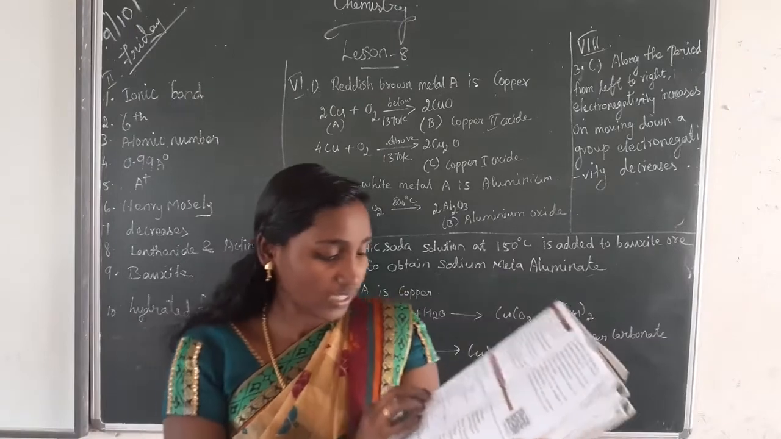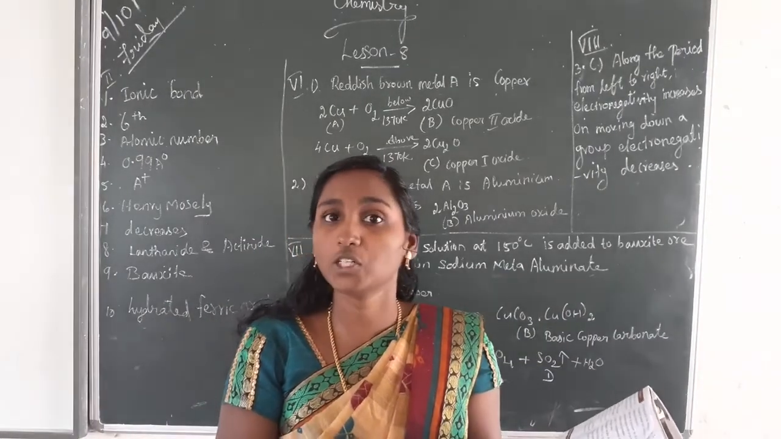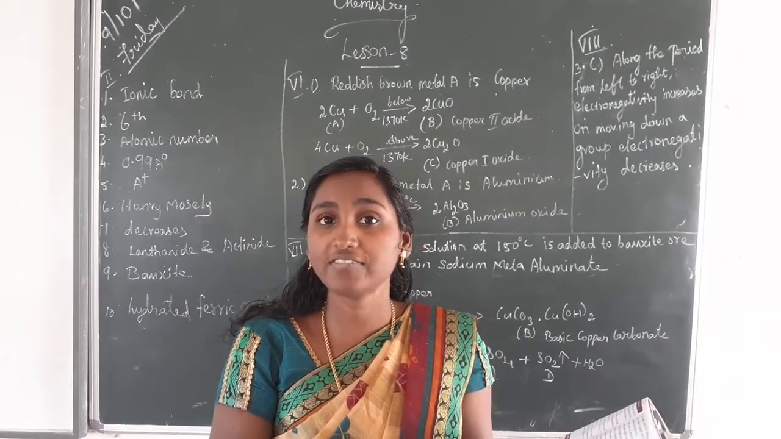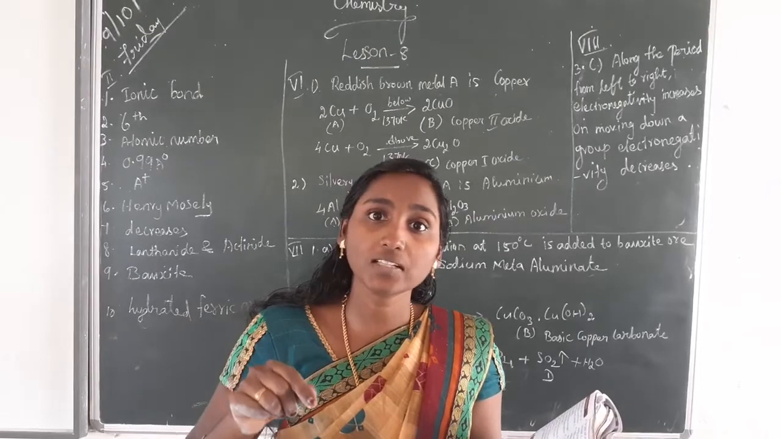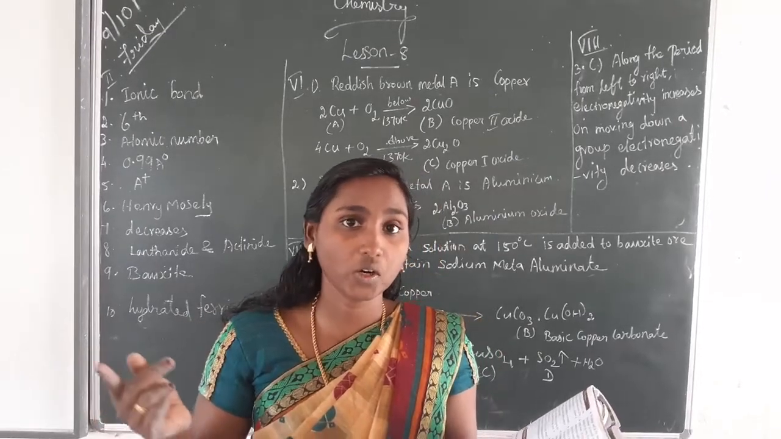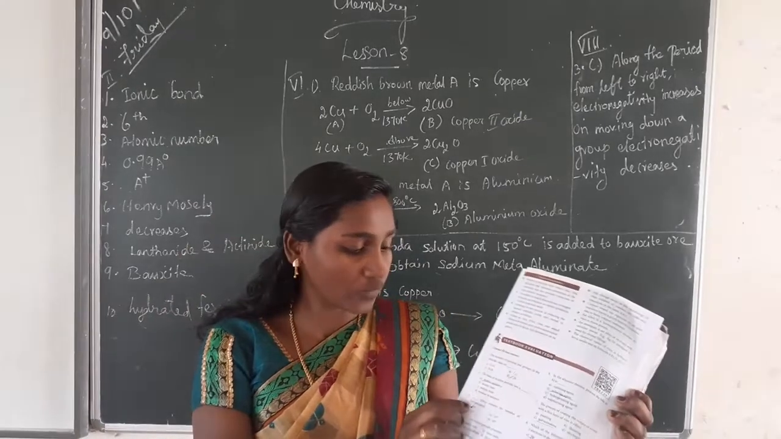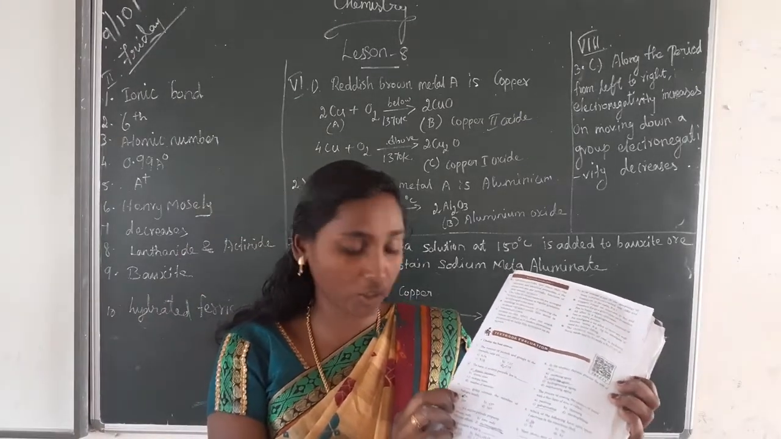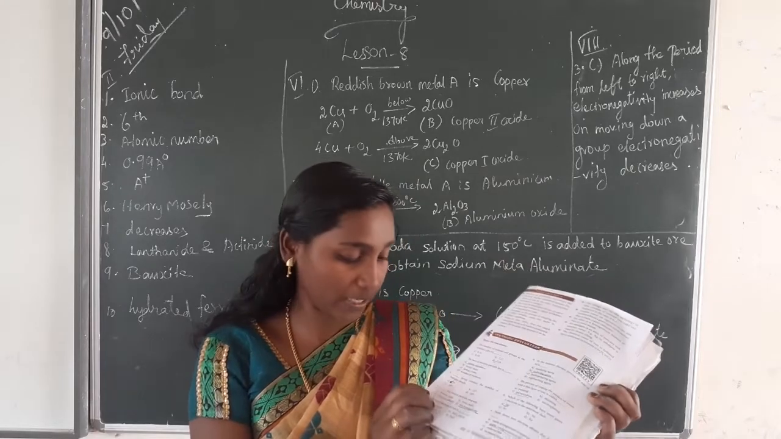Then third question, dash group contains the member of halogen family. Which group contains the member of halogen family? 17th group. So the 18th group belongs to the noble gas family. Okay, we studied these group names, right? So 17th group, option A is the correct one. So the 17th group contains the member of halogen family.